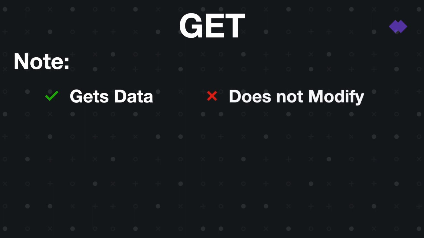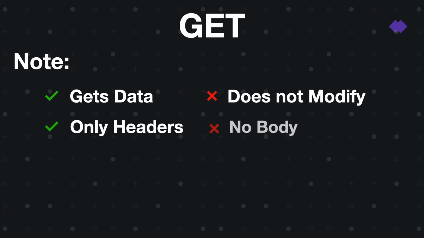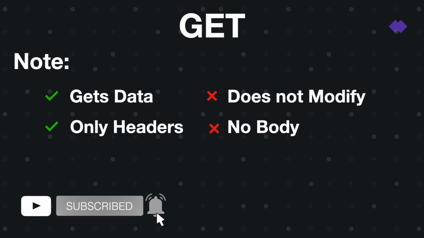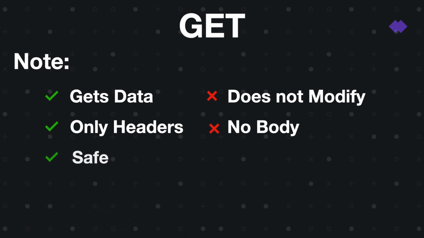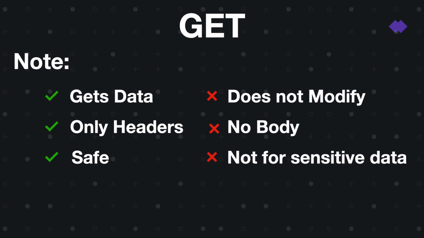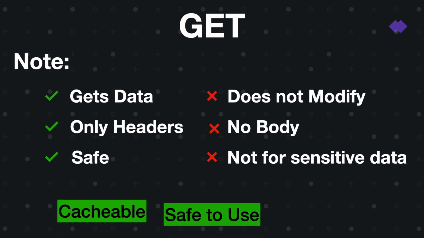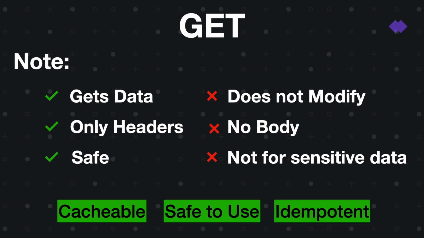Here's the note. GET can only be used to retrieve data, not to modify data from a source. It does not carry a body with the request, only headers. Is it safe? Yes. But not that much. Sensitive data is instructed not to be used with GET, because it does not prevent data leakage via the query string. It is cacheable, safe to use in a normal requesting case, which we are going to do in our app, and idempotent. GET helps in such ways.